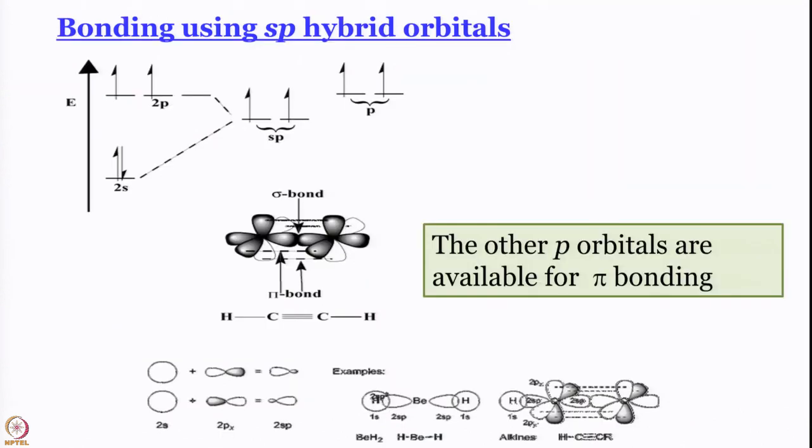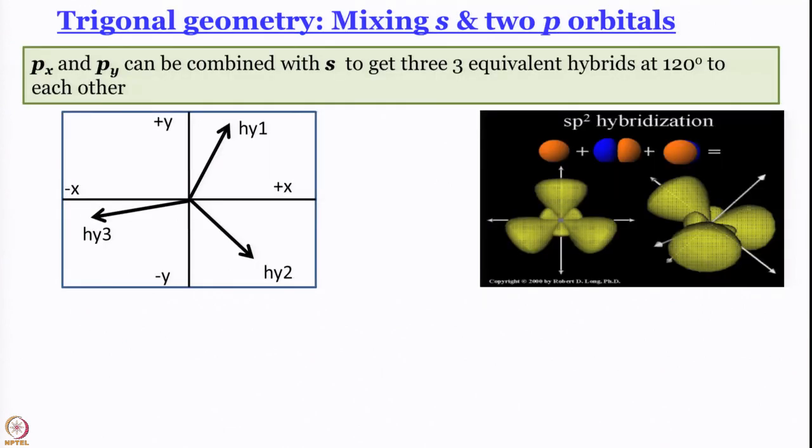Okay. So, we have talked about sp orbitals. Now, it is time to talk about some other geometry. sp orbitals are good for linear geometry. Now, we want to talk about the next step. Linear geometry means AB2 kind of molecules, triatomic molecules. Of course, acetylene is not triatomic, but let us keep things simple.